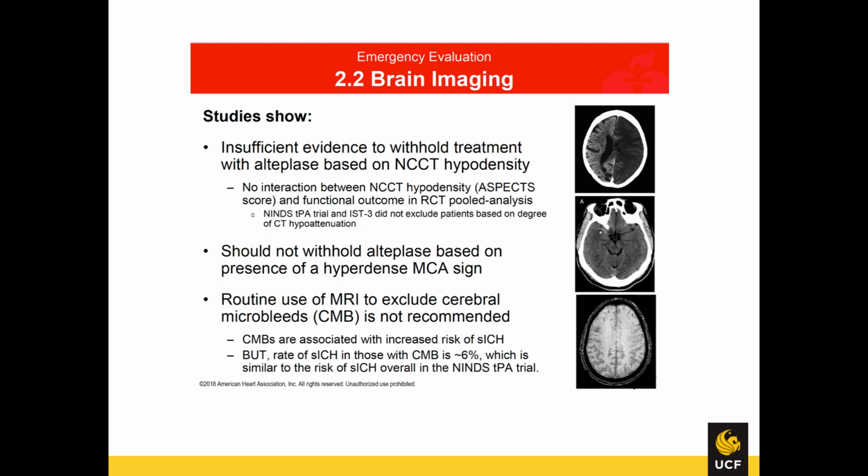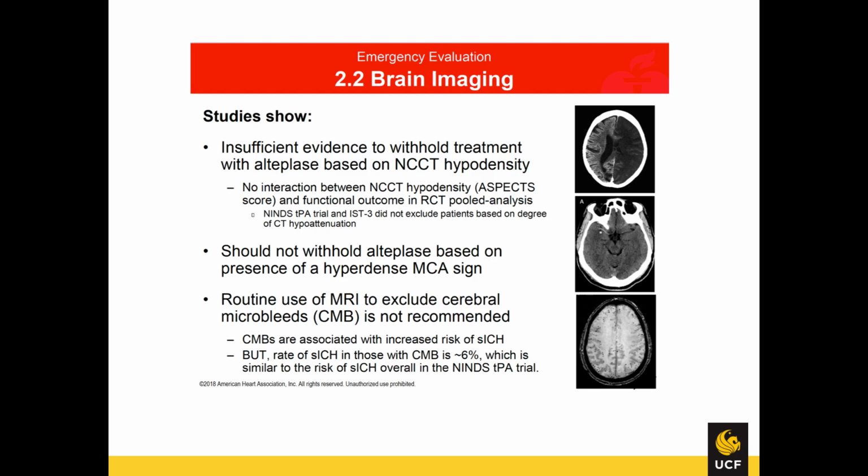There's insufficient evidence to withhold treatment with alteplase based on a hypodensity that might appear on the non-contrast CT. There's no interaction between non-contrast CT hypodensity and functional outcomes in an RCT pooled analysis. So you should not withhold alteplase therapy based on a hypodensity or even a hyperdensity, particularly what we call an MCA sign. Routine use of MRI to exclude cerebral microbleeds is also not recommended, okay?